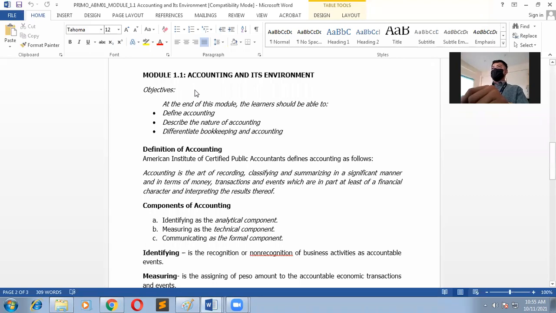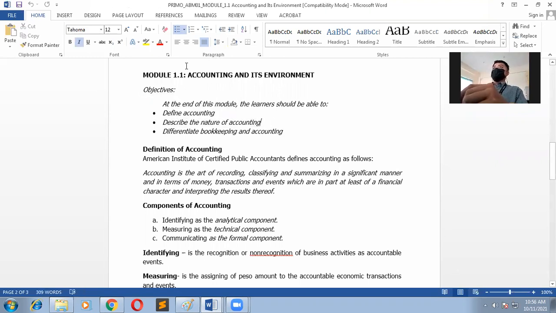We have studied the accounting environment and we have defined what is accounting. By the way, my connection is steady. So baka yung sa part 2 okay?